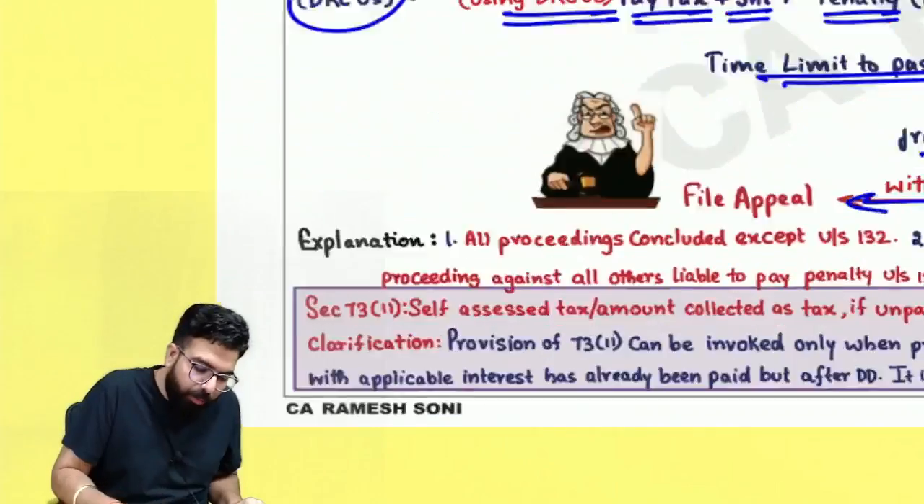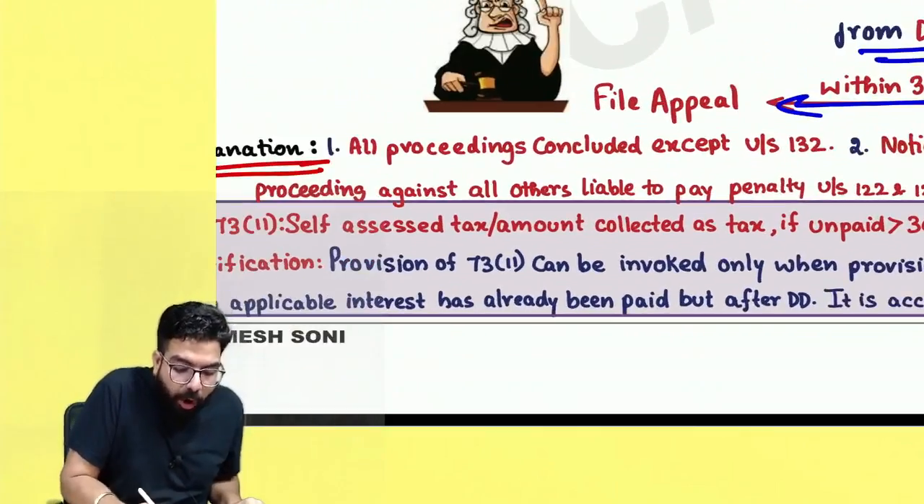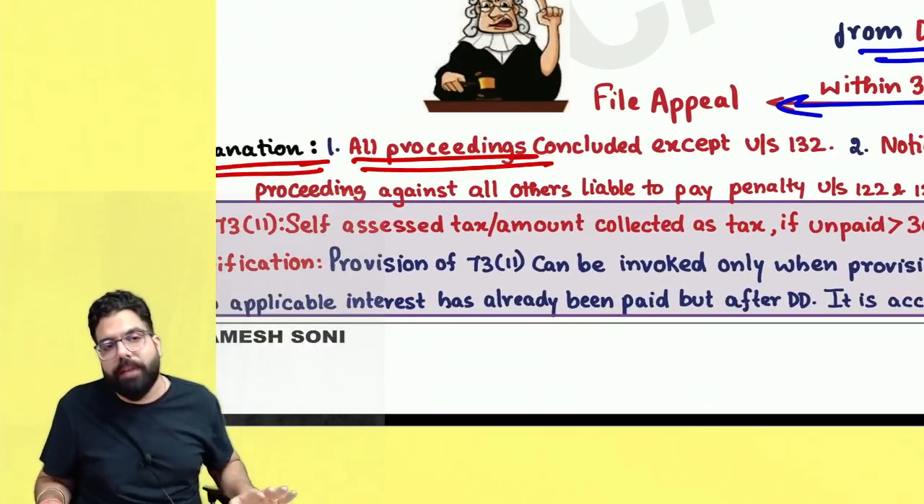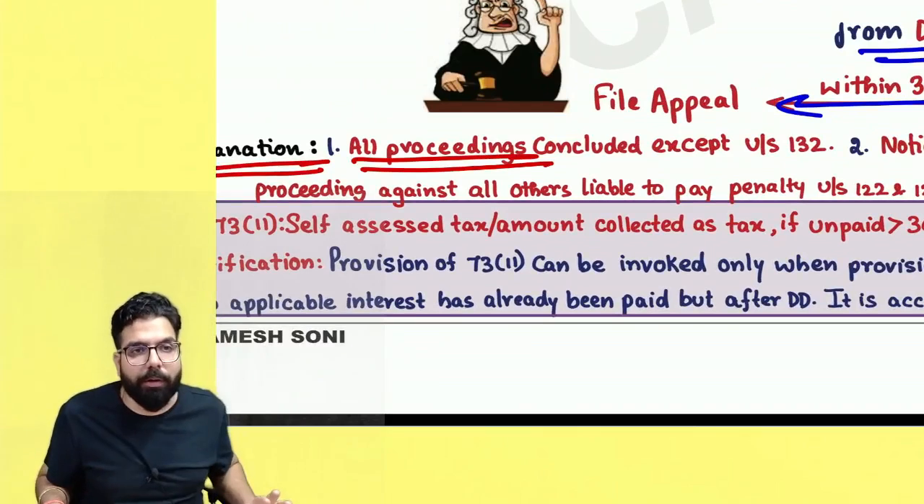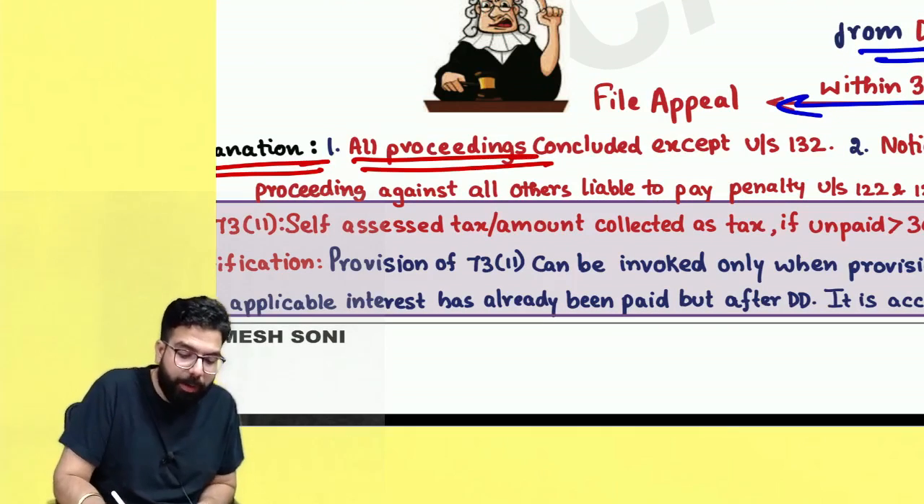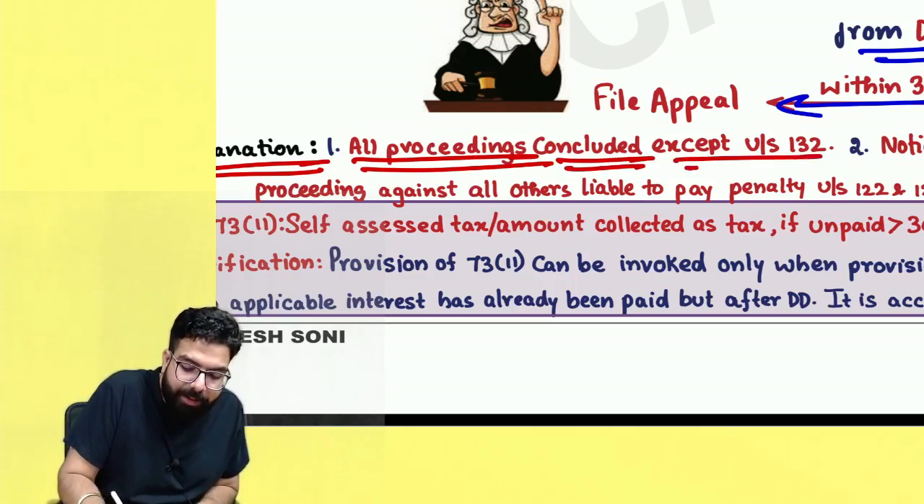Sir, over here now, there is an explanation which talks about all proceedings. So, when under Section 73 and 74 they have raised a demand order, and you might have made the payment of the demand order, they are saying all the proceedings will be deemed to be concluded except Section 132.